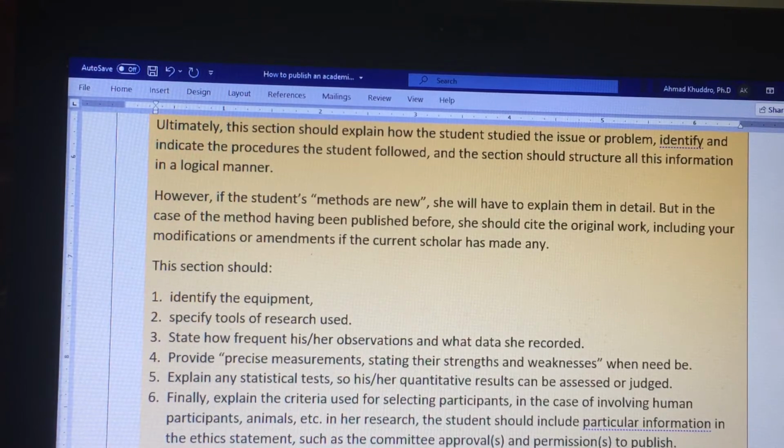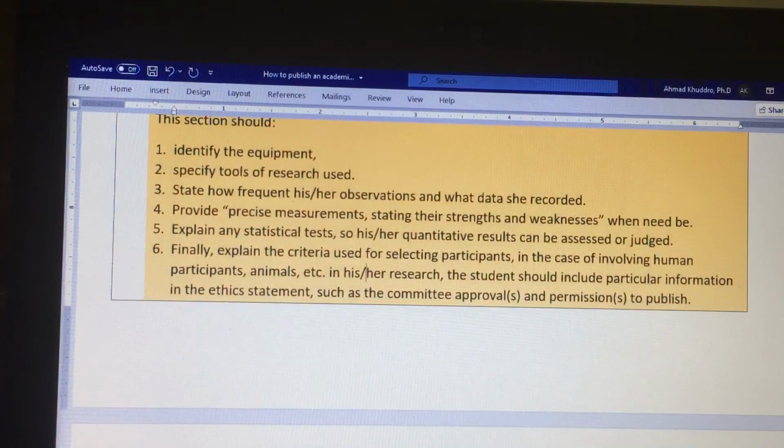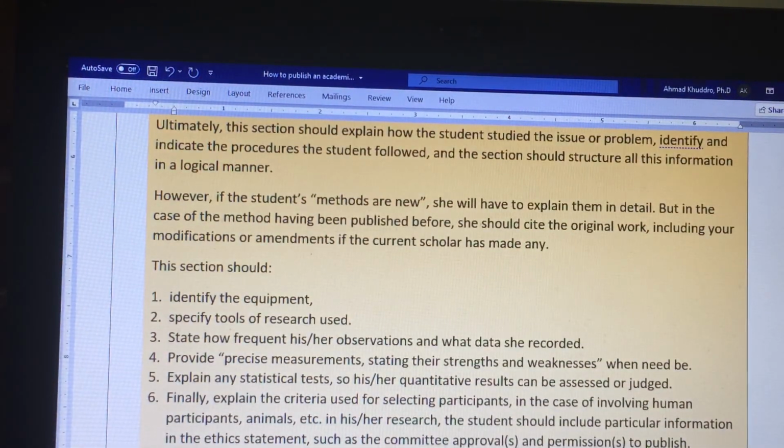If you're selecting participants, whether they're human participants or animals or any other, in your research, the student should include particular information about the ethics, and should have an ethics statement, which is approved by a committee or permission being given to publish such information. So that is really very, very important, the committee approval for any participants who are there, that you need to mention as an important element in your method.